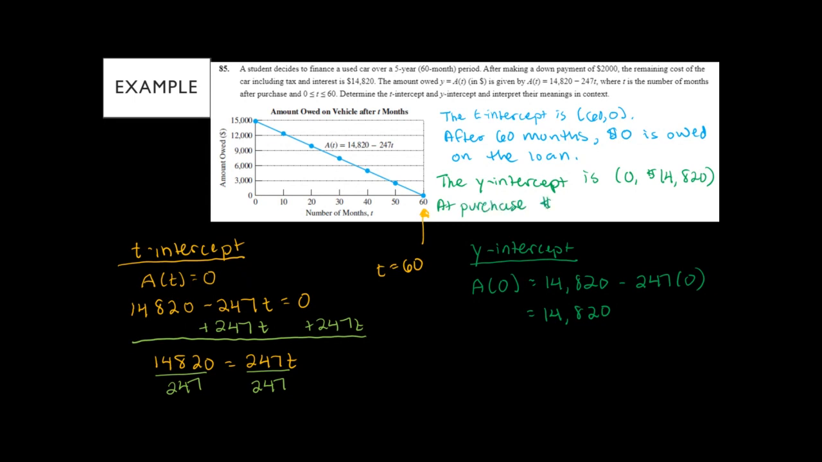So at purchase, 14,820 is owed. So a use for something like this is, let's say you don't know how much it was originally at purchase or something like that. Like maybe you inherited a car and you inherited the loan off of someone.